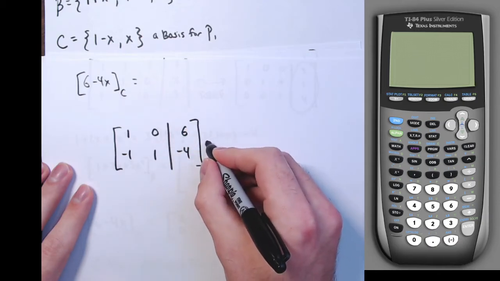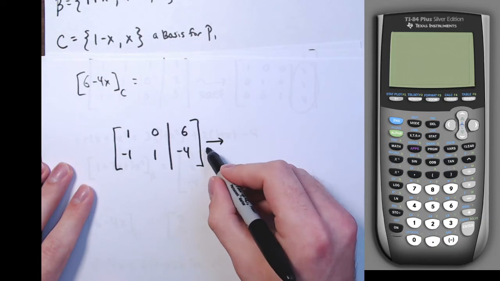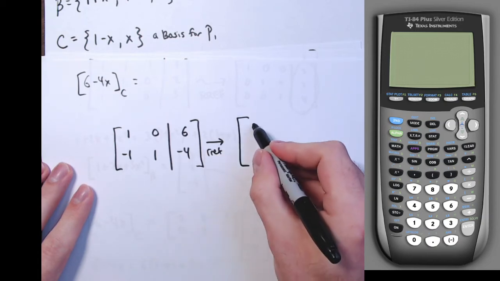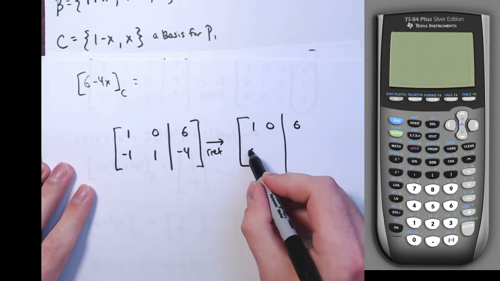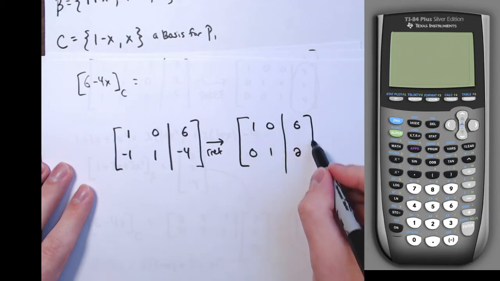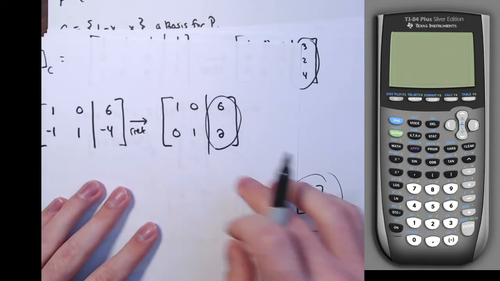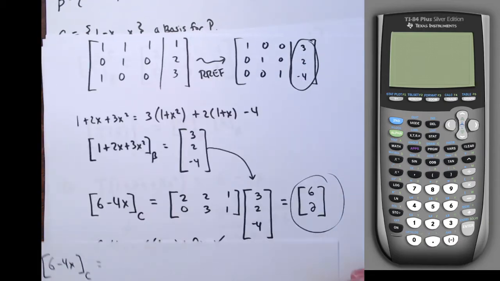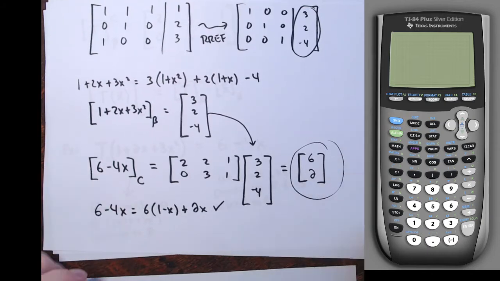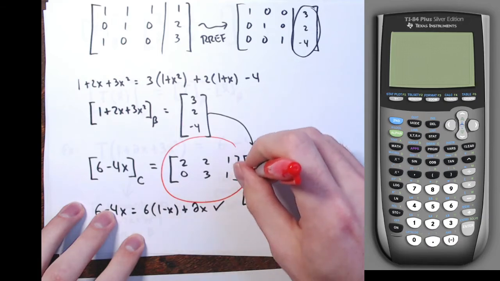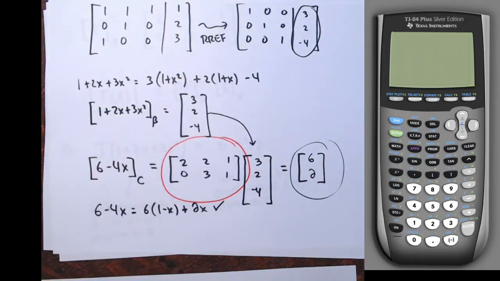And then just put this in reduced row echelon form, which is really easy to do here. You just add the rows. You'd have 1, 0, 6, and then 0, 1, 2. And you see 6 and 2 there, right? The same thing I got earlier. Much faster, of course, but that's not the point of this section. The point of this section is to find this transition, this relationship between bases B and C. And that's this matrix representation relative to those two bases.